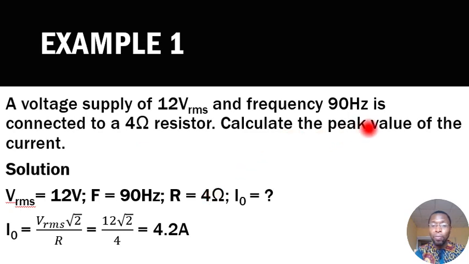So we are meant to calculate the peak value of the current being supplied by the voltage supply. Okay, so that's the peak value current I naught. By formula, peak value current is equal to root mean square voltage multiplied by the square root of 2 over resistance. Root mean square voltage is 12, so we substitute: 12 times root 2 over our resistance, which is 4. When we simplify this, we have our peak value current to be 4.2 ampere.